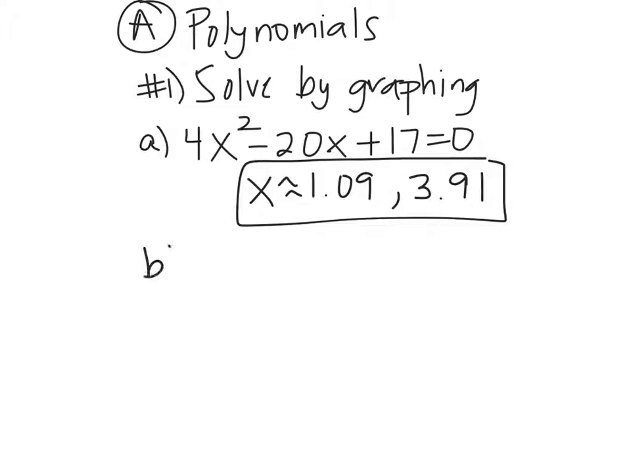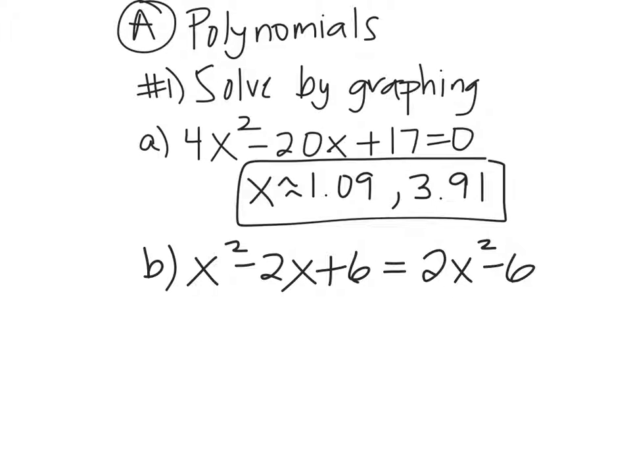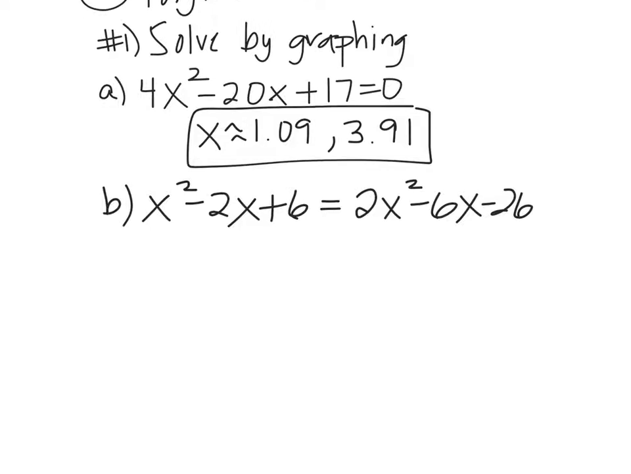Letter B. Let's do this one. I didn't do this one earlier. X squared minus 2x plus 6 equals 2x squared minus 6x minus 26. This is the one that we just did in our homework. We solved this one by factoring. I had to bring everything over and we factored it. We're going to solve this by graphing. There's 2 ways to do this problem.